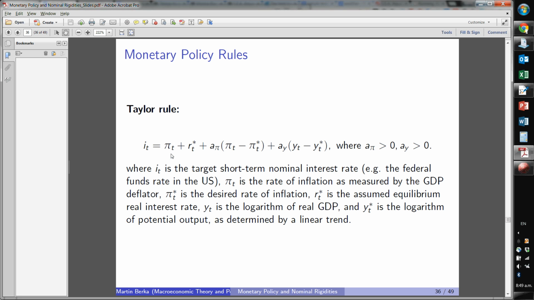It also should respond to output gaps. So if you have a recession, then you should lower interest rates.